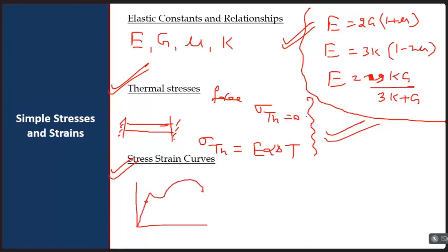So we should go for the different points. What is the proportional limit, elastic limit, upper yield point, lower yield point? What is the ultimate point? What is the fracture point? Everything we should discuss in the best possible way, as well as numericals also. Resilience, toughness, everything from this.